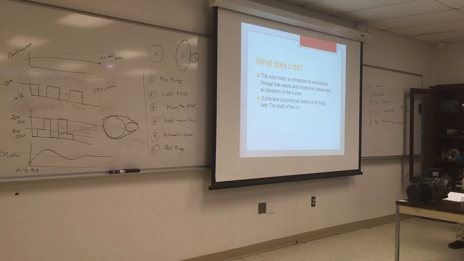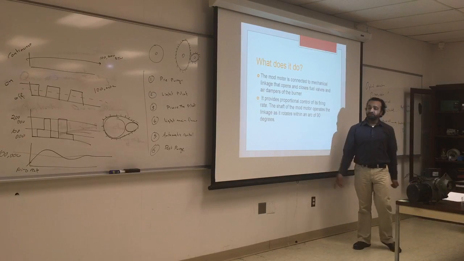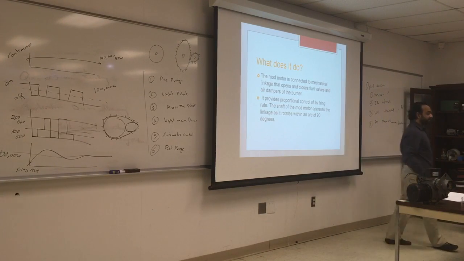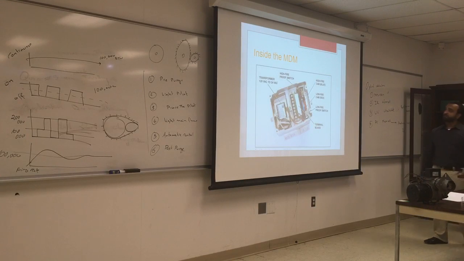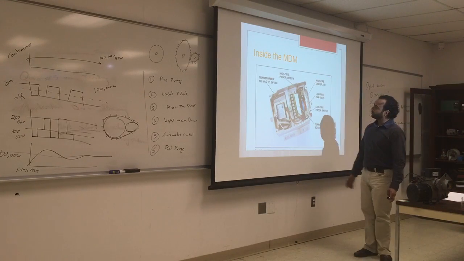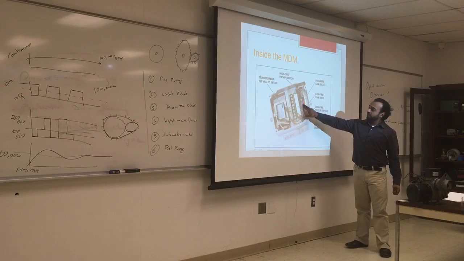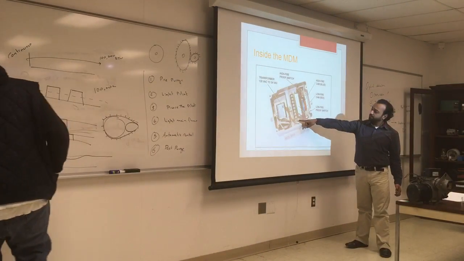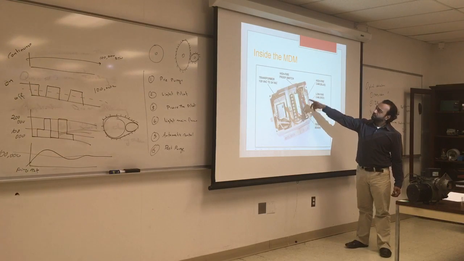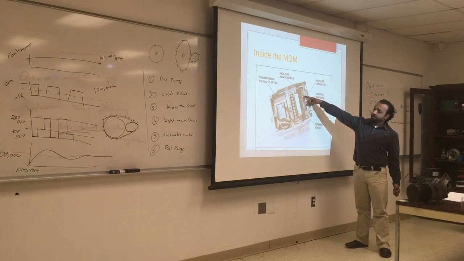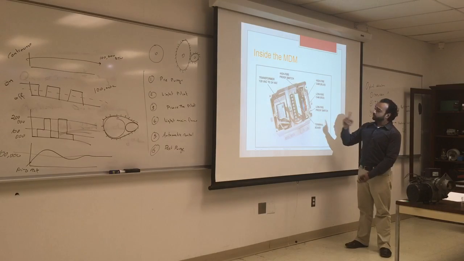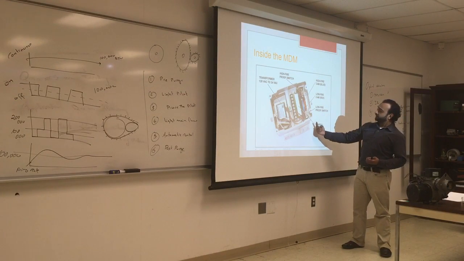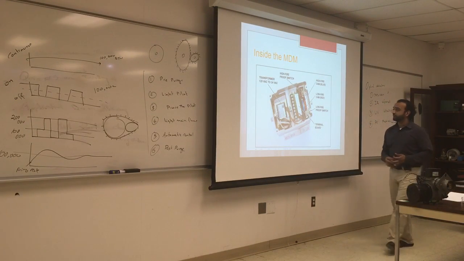Provide proportional control of its firing rate. The shaft of the modulating motor operates the linkage as it rotates within an arc of 90 degrees. So it will go up and down at 90 degrees. This is what you see inside the modulating motor. These are the cams, and you can see they are kind of odd shaped. And this is the transformer, and this is for the high firing rate and the low firing rate. So it will go up and down and change the mechanical linkage connected to it from the outside.